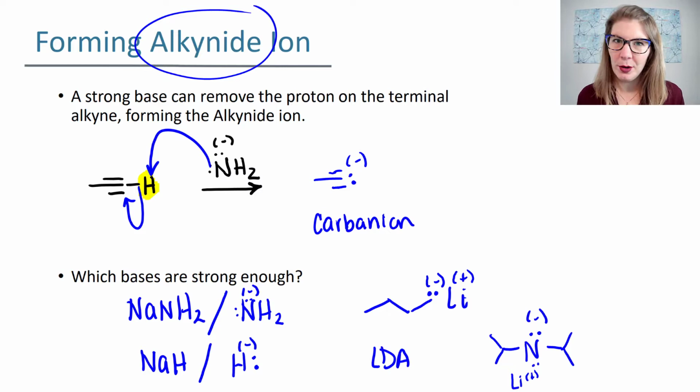Things that can't pull off the proton, hydroxide. Any O- is not strong enough. Right? And you can go back to your pKa stuff and your weak acid and weak base and strong acid, strong base stuff from way back in the beginning of the chapter and utilize that information to see why.